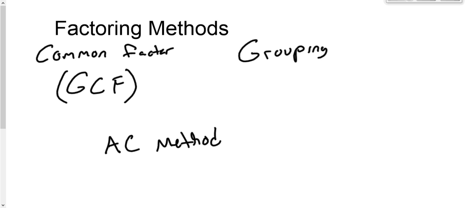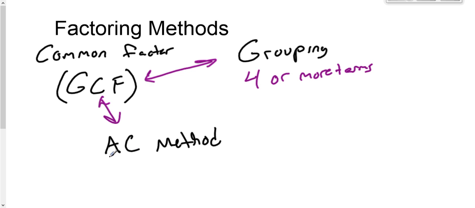Each method is not independent. You could use all three of these techniques on a single problem to be completely factored. Most commonly, you'll have GCF with both of these. Grouping and AC method are harder to have in the same problem. Grouping requires 4 or more terms. AC method requires that you have at least 3 terms, even if the middle term is 0.